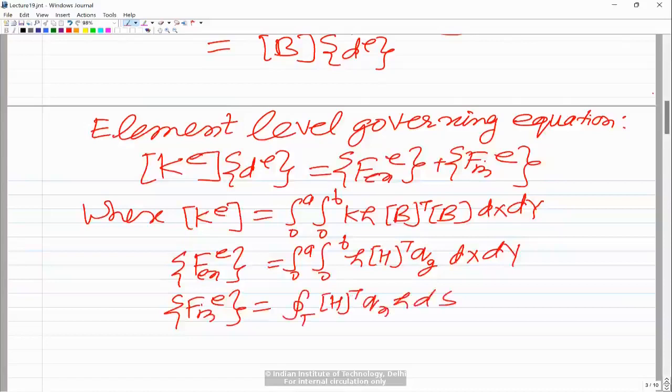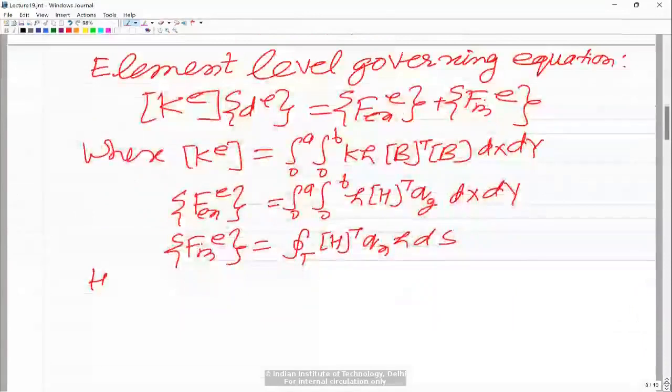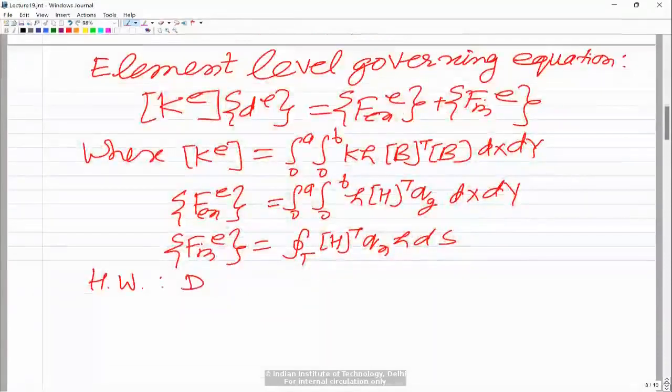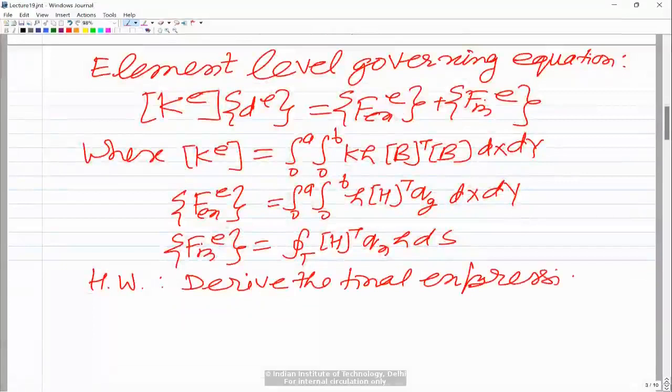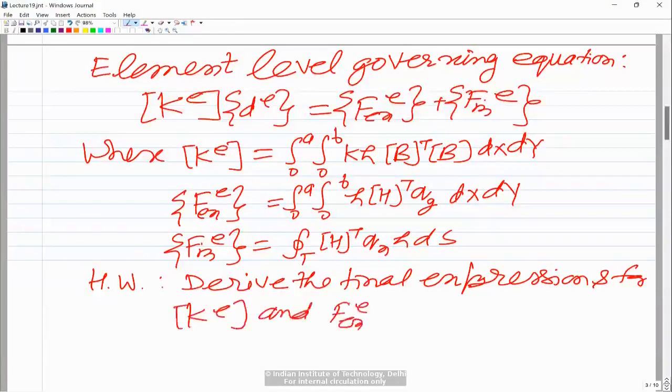And as a homework problem, derive the final expressions after integration for Ke and F external e, taking h equal to constant within the element.